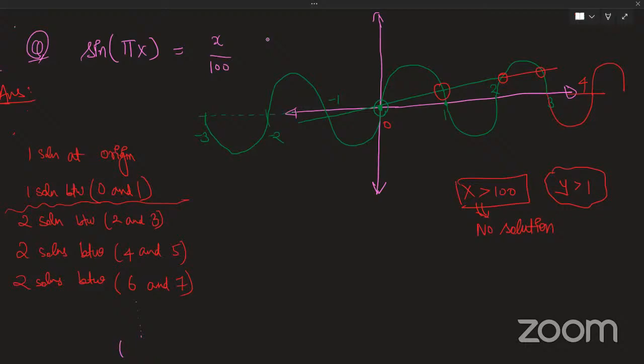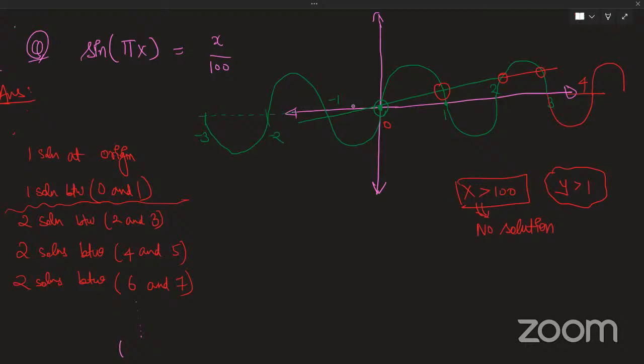Bhavna, Gayatri, Ashrita, Sravani. Are you able to get this? This is the question that we were doing yesterday. Yes, sir. Okay, great. So tell me how many solutions will be there? See, I am plotting this line, y is equal to x by 100, and this is my sine of pi x. So how is my sine of pi x behaving?